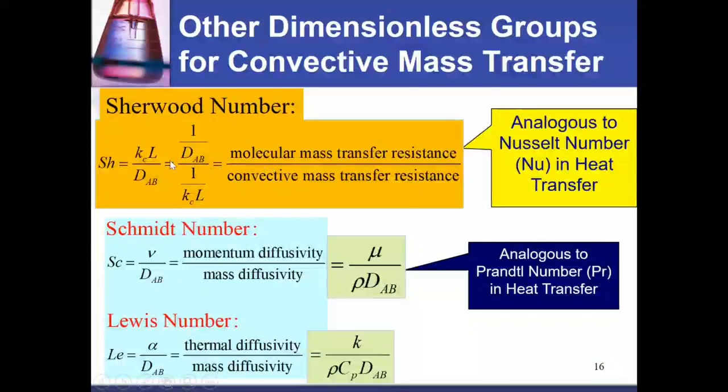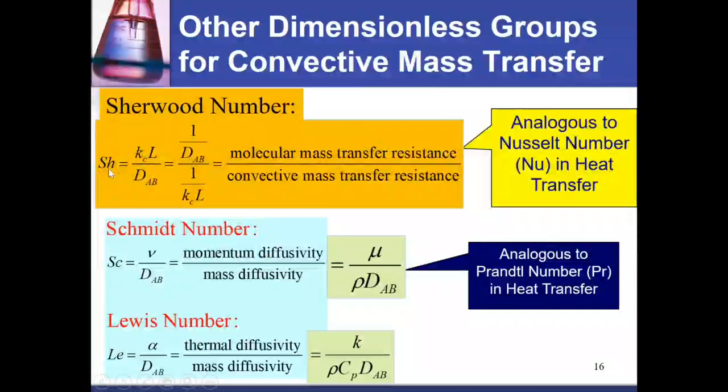In heat transfer, we define the Nusselt number as the conductive heat transfer resistance over the convective heat transfer resistance. You remember this, right? You reached that point? Yes, doctor.